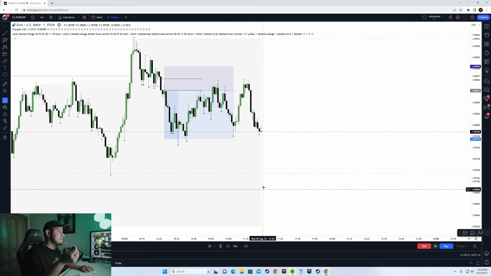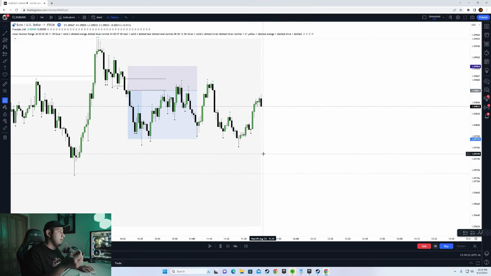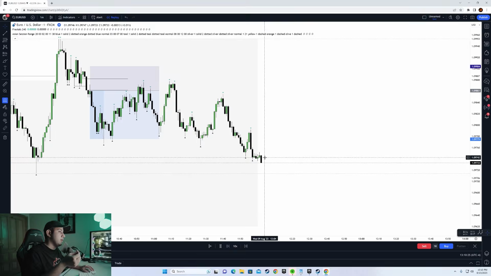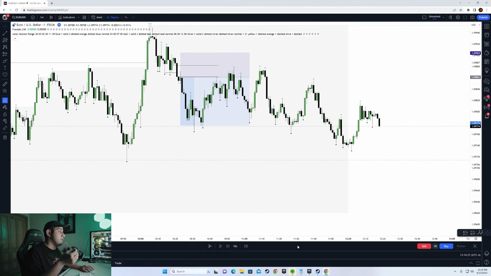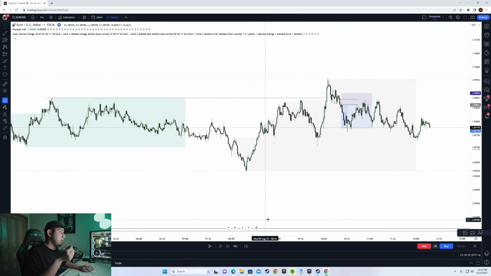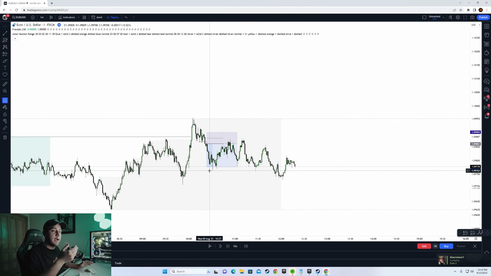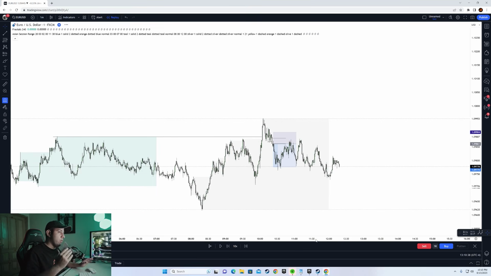And if we let this play out, you can see that it keeps going down. Okay, I mean, it will not always go towards that draw on liquidity, but it gives you the idea, it gives you the actual draw on liquidity where it's going to go. I hope that makes sense, right? So very simple, guys. You go from external to internal liquidity, right?